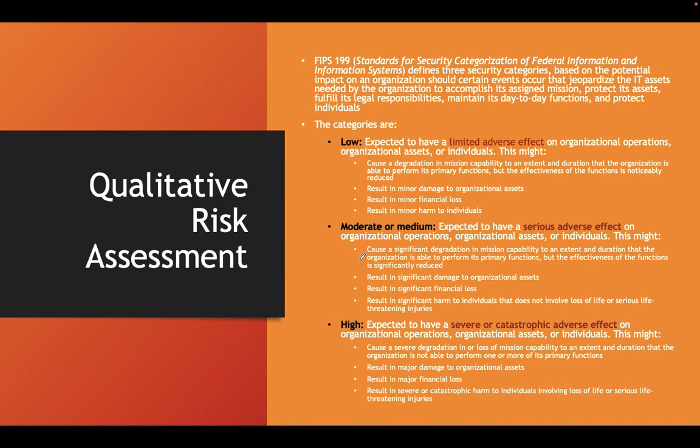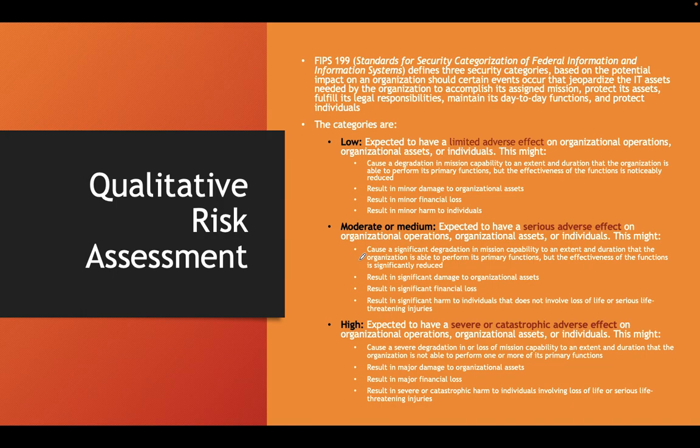Now let's take a look at the categories. These three categories are low, medium or moderate, and then we have high. What do we mean by low, medium, moderate, or high? Now the first one, which is low, means what is expected to have a limited adverse effect on organizational operations, organizational assets, or individuals.